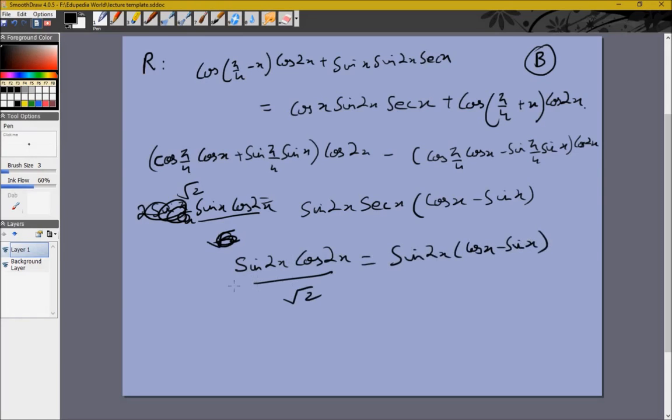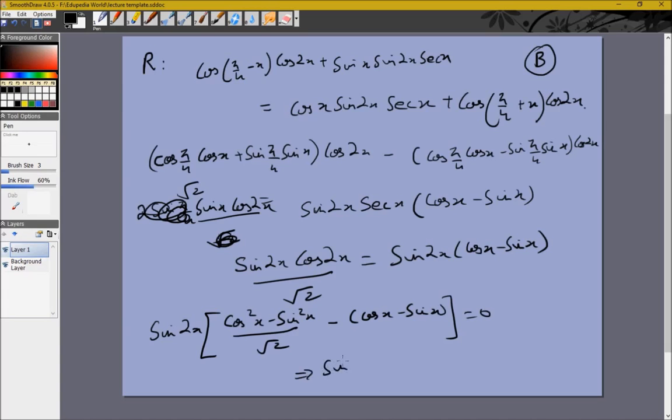Take both to one side and take sin 2x common. Sin 2x times cos 2x by root 2, which we can write as cos square x minus sin square x by root 2, minus cos x minus sin x is equal to 0, which means sin 2x, cos x minus sin x comes common, and then cos x plus sin x by root 2 minus 1.